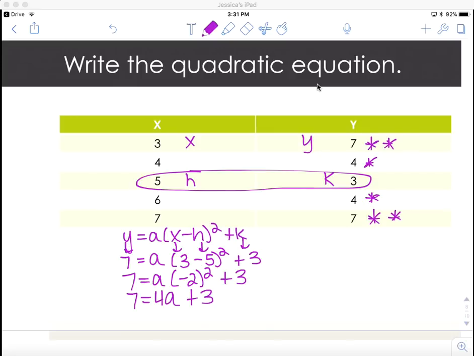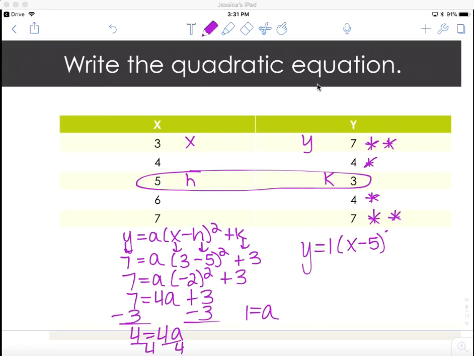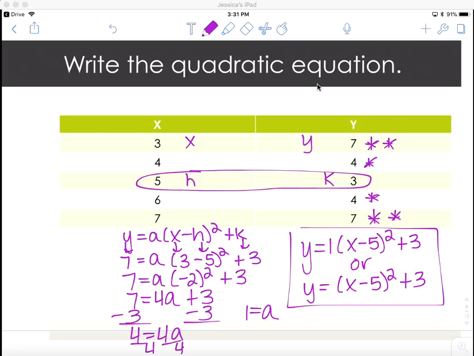To solve for a, I'm going to subtract 3 on both sides. And then I'm going to divide by 4. So my a value on this problem is 1. A equals 1 is not my final answer though. I need the equation y equals 1 times x minus 5 squared plus 3. You could also write this as just x minus 5 squared plus 3. Those two mean the same thing.